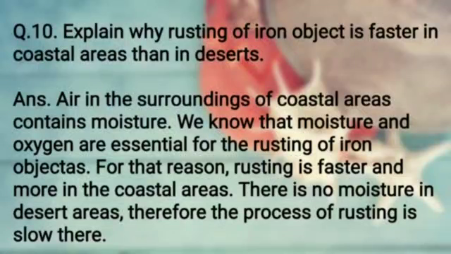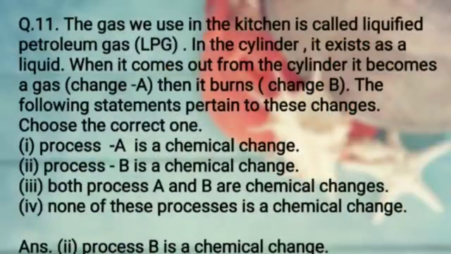So, your answer 10 is: air in the surroundings of coastal areas contains moisture. We know that moisture and oxygen are essential for the rusting of iron objects. For that reason, rusting is faster and more in the coastal areas. There is no moisture in desert areas. Therefore, the process of rusting is slow there. Moving to the next, question number 11.